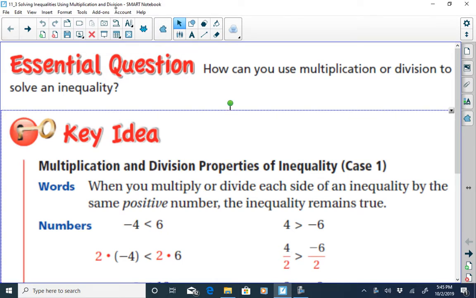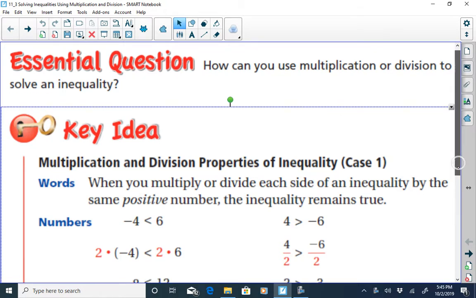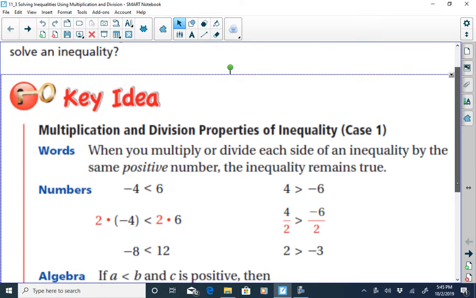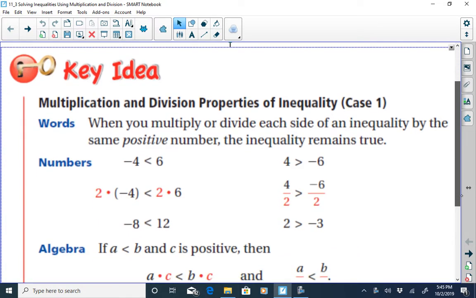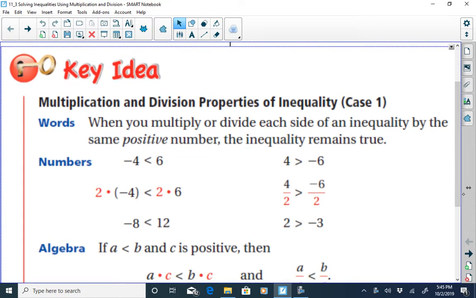Our objective for the lesson today is to be able to use multiplication or division to solve an inequality. Just like when we solved equations, we're going to use multiplication and division properties. But in the case of inequalities, the application of those properties is a little bit different. All right? Well, case number one.